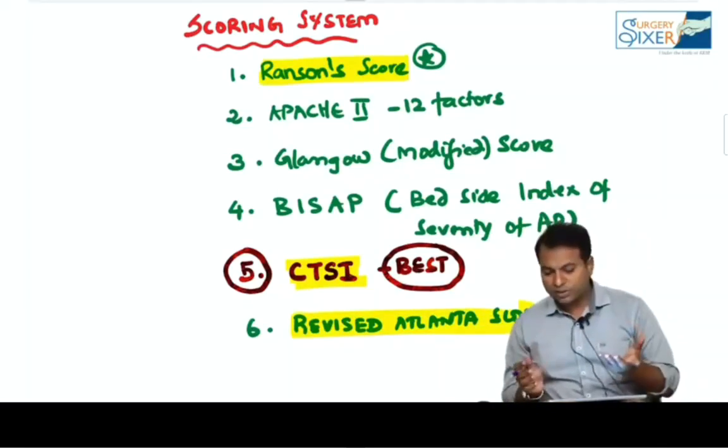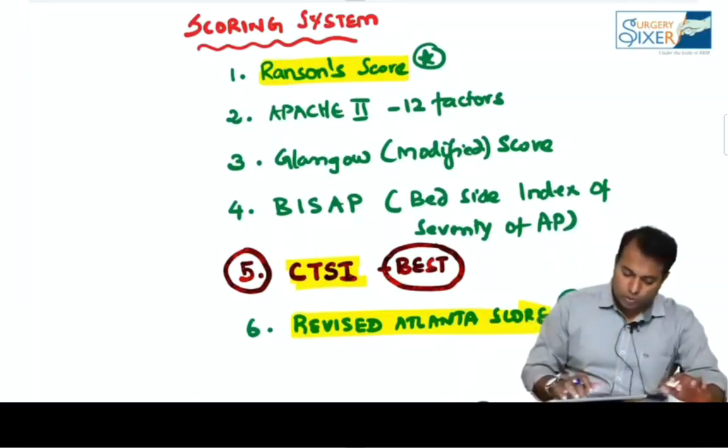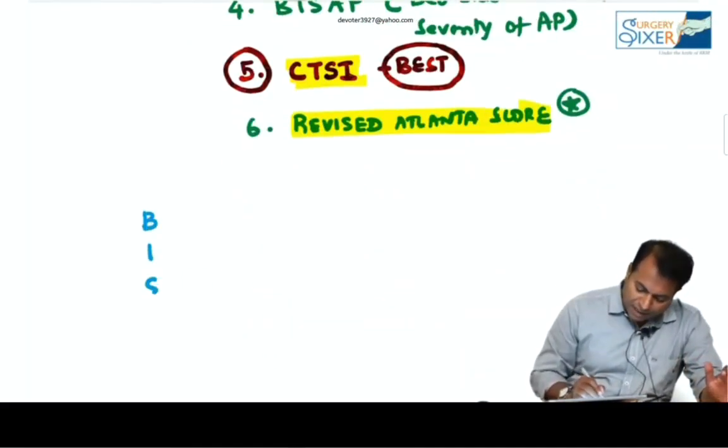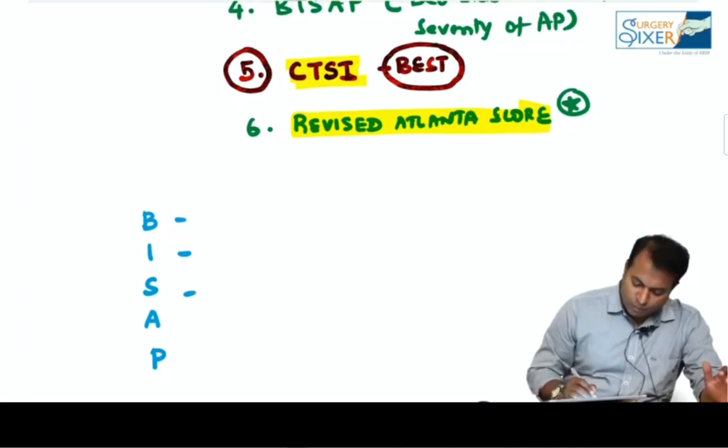Though all scores are important, it is very difficult to remember and memorize every score. So I used to remember only certain scores. Let me tell you what I used to remember. The BISAP score is easy to remember because BISAP itself is a mnemonic. That is why I am telling BISAP. BISAP itself has a mnemonic given by the scoring itself.